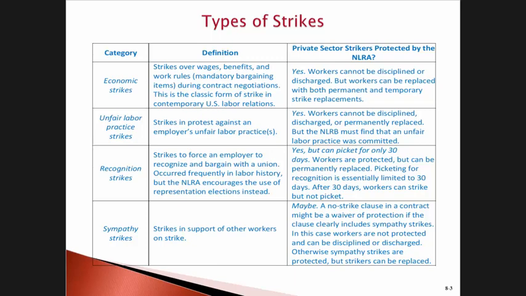So on the next two slides, we'll cover many types of strikes. There are economic strikes. These strikes are over wages, benefits, and work rules. These typically happen during contract negotiations. This is the typical kind of strike many of you think about. This is protected by the National Labor Relations Act. Workers cannot be disciplined or discharged when they're engaging in this kind of strike. However, workers can be replaced with both permanent and temporary strike replacements.